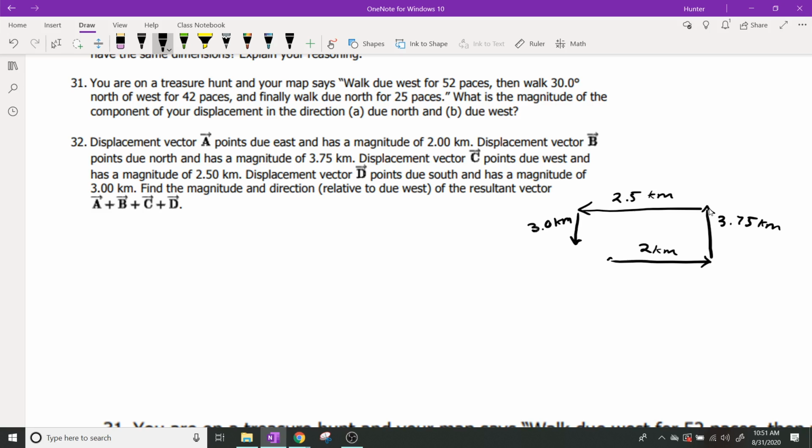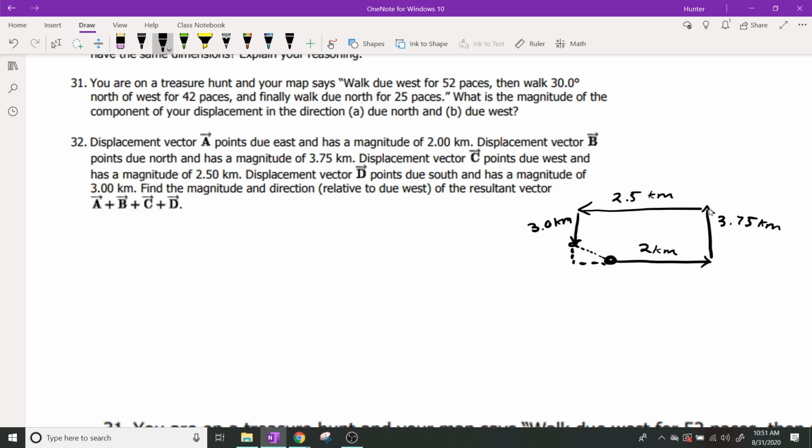Here's where we start, and here's where we end. Our angles are not going to be accurately represented by what we have here. But I think that 2 is shorter than 2.5, and 3 is shorter than 3.75. So at least we're going to be in the right ballpark of where we started. So to find this resultant vector, we have to take this displacement part right here and turn this into a right triangle.